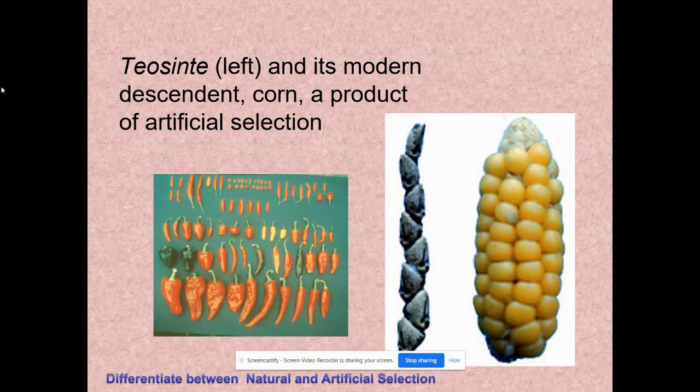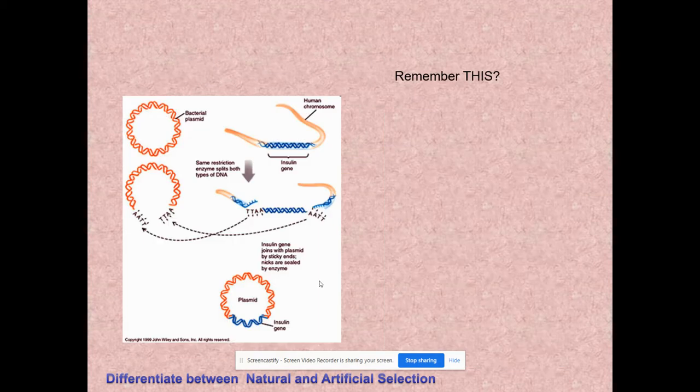Same thing with corn. Here's the picture on the left. That's what wild corn kind of looks like. I mean, our corn actually even looks better than that. And here are all the different variations of peppers. There's probably more than that that we artificially selected from the wild pepper.